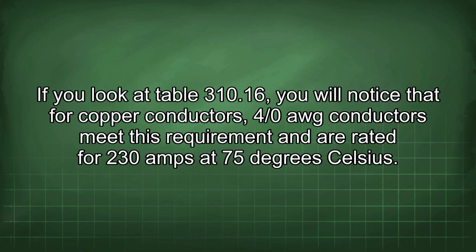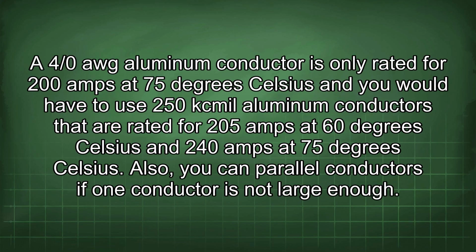If you look at Table 310.16, you will notice that for copper conductors, 4/0 AWG conductors meet this requirement and are rated for 230 amps at 75 degrees Celsius. A 4/0 AWG aluminum conductor is only rated for 200 amps at 75 degrees Celsius, and you would have to use 250 kcmil aluminum conductors that are rated for 205 amps at 60 degrees Celsius and 240 amps at 75 degrees Celsius. Also, you can parallel conductors if one conductor is not large enough.